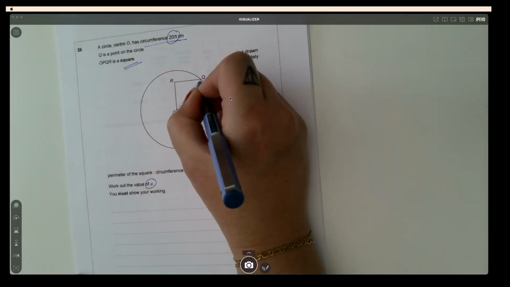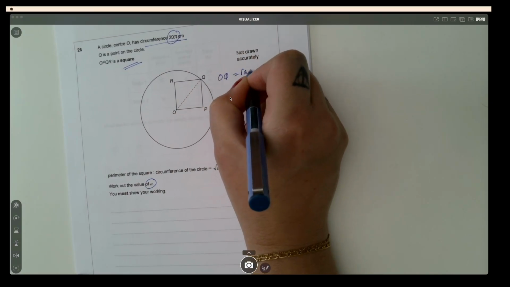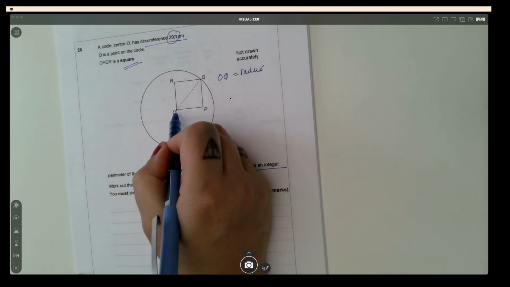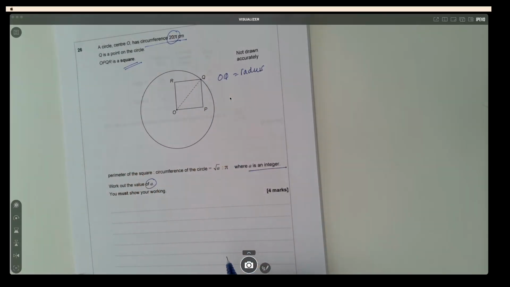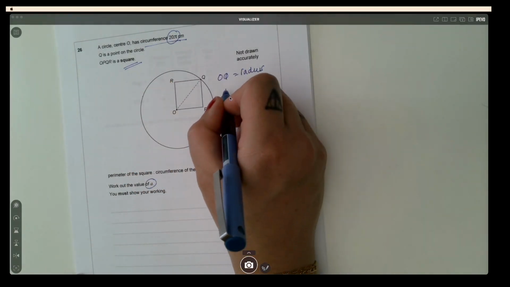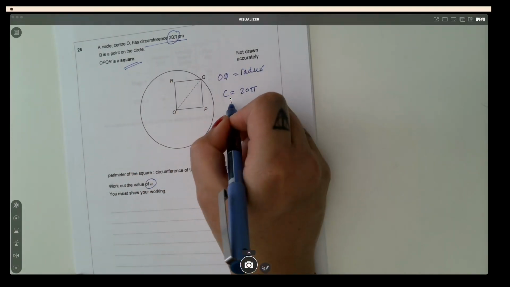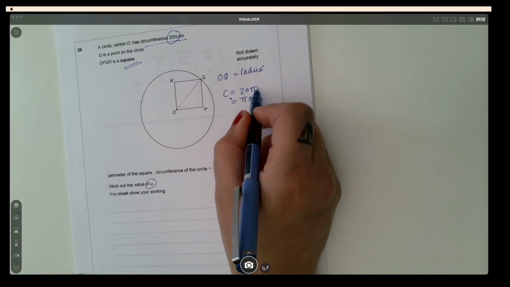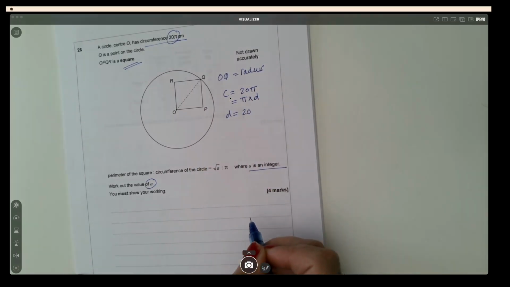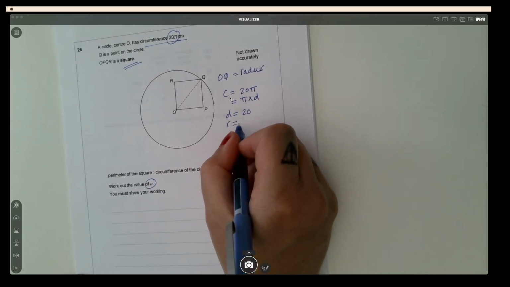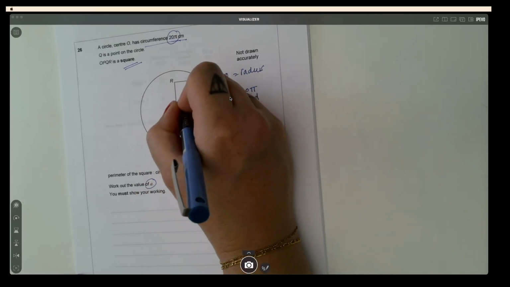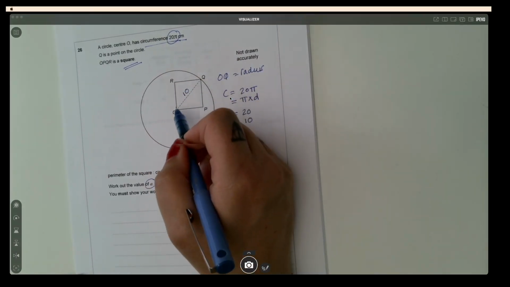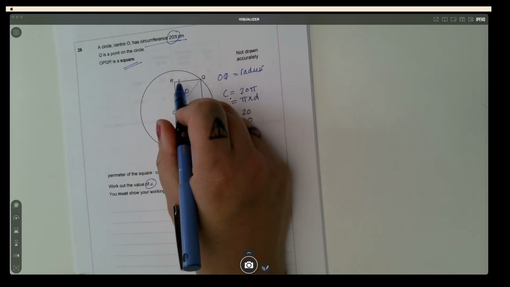Well, O to Q, so OQ is the radius of the circle because it tells us that the centre is at O. So if we're going up from O to Q, that must be a radius. Okay, we know that the circumference is 20 pi, and to work out the circumference, we would do pi times the diameter. So if the circumference is 20 pi, then the diameter must be 20. If the diameter is 20, then the radius is half of that, so the radius must be 10. So OQ is 10. Now I can use that information to find out the side length of the square.